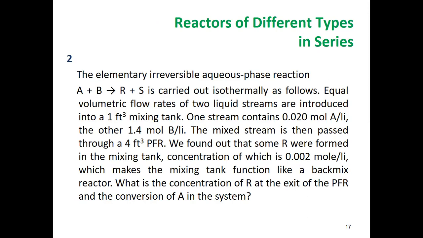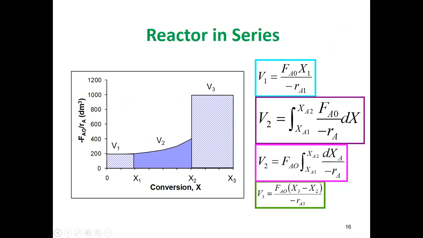Yes, Gio? Ma'am, my question. In the formula, ma'am, the FAO used is the one that entered the first reactor. Good. For example, for V3, the FAO used is not the reacted amount that entered V2. That's already accounted for here, since you have X3 minus X2. So the FAO is the same. The conversions you use have X2 as the entering conversion. So you have FAO X3, which is the amount that reacted, minus FAO X2, which is what entered.